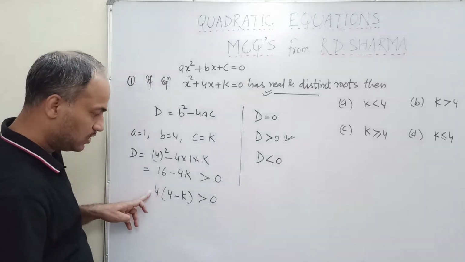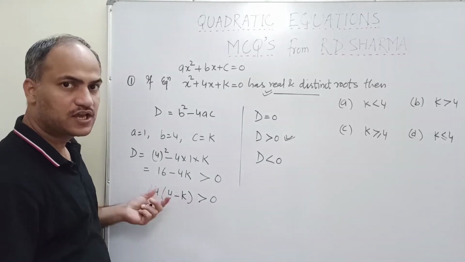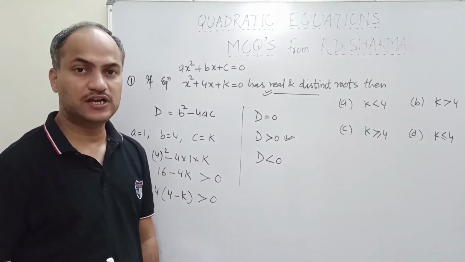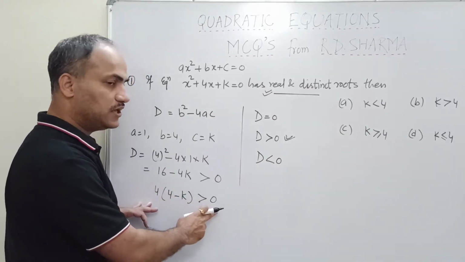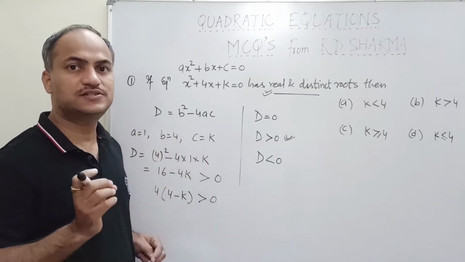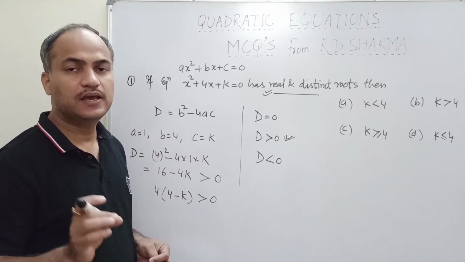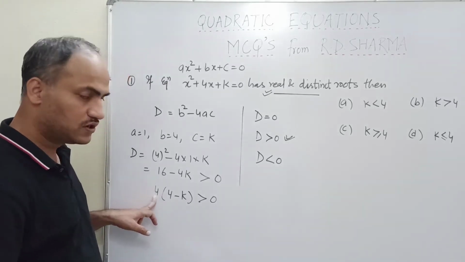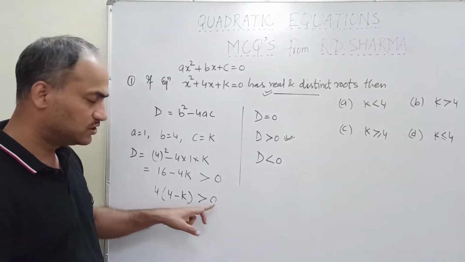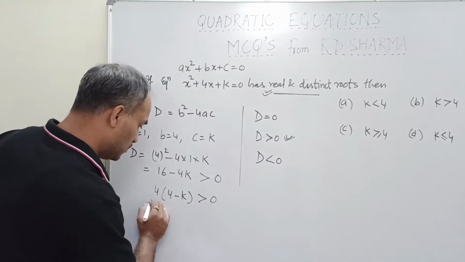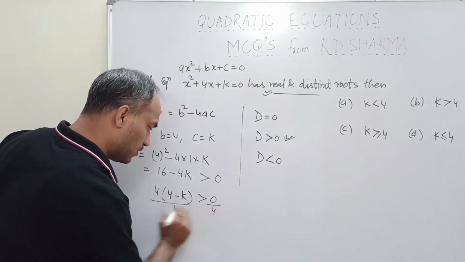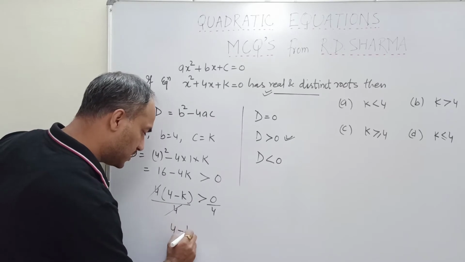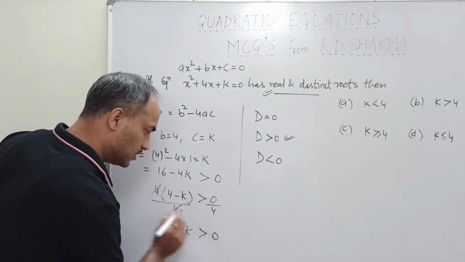Fine. We know in the inequality we can always divide by positive numbers. Please make a note of that, guys. In any inequality we can always divide or multiply by positive numbers. Okay. Since here 4 is a positive number, so we are dividing throughout by 4. Okay, so what happens? This 4 is cancelled. Now we get 4 minus k is greater than 0.